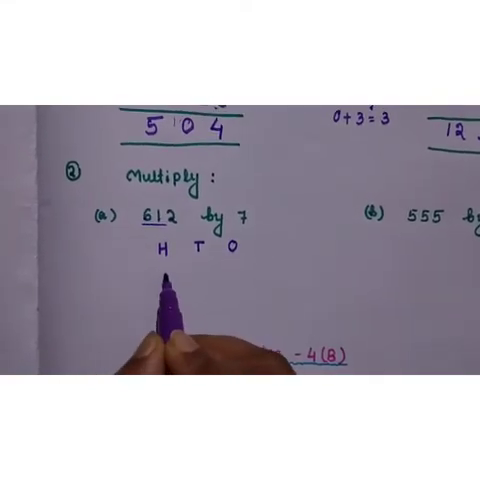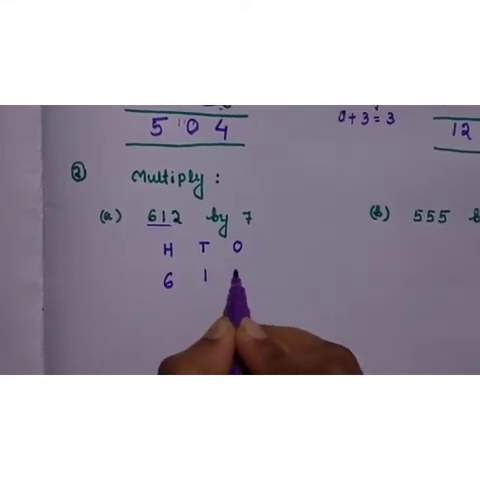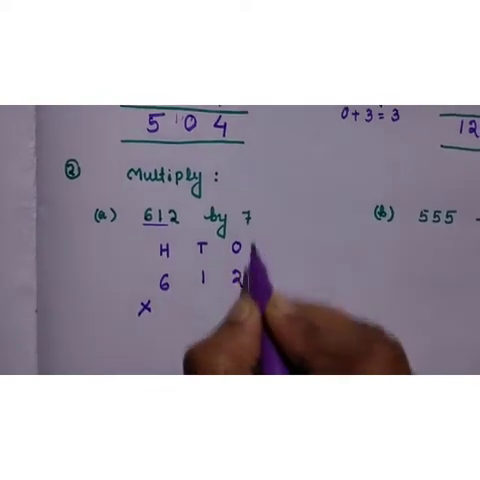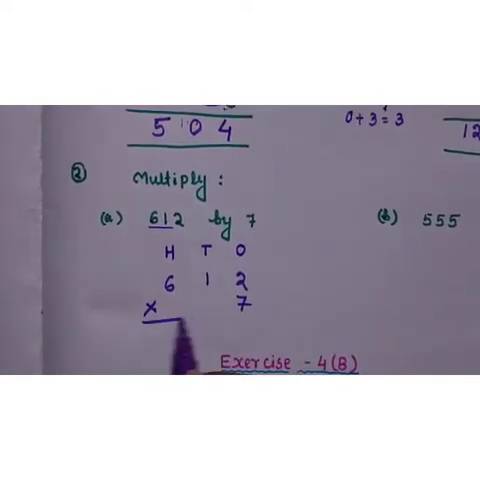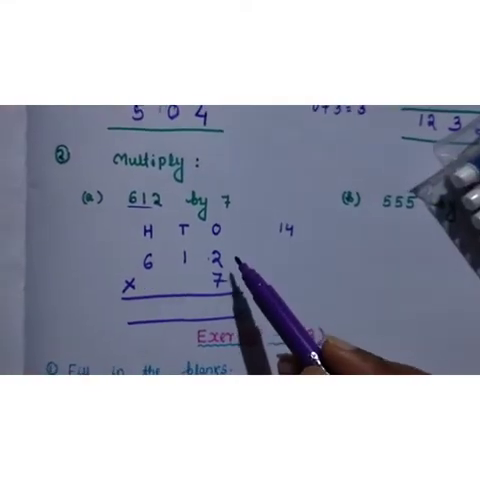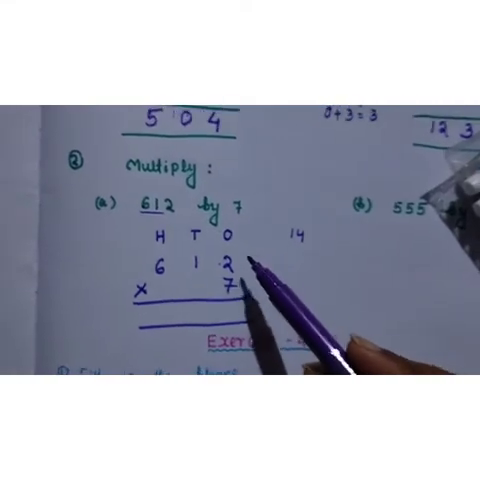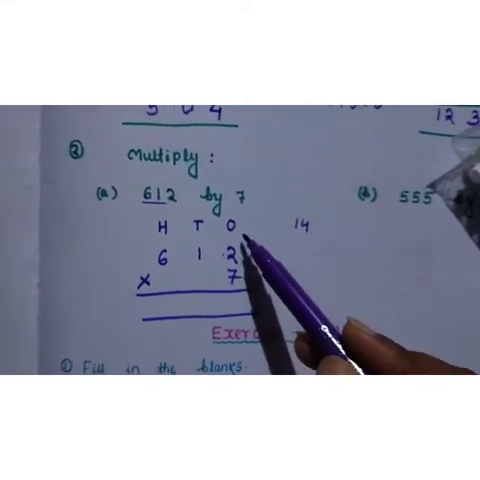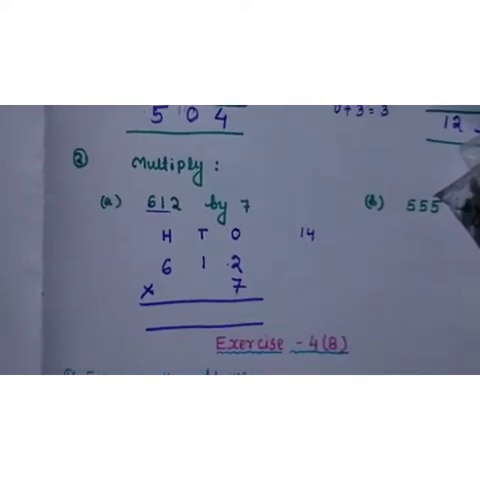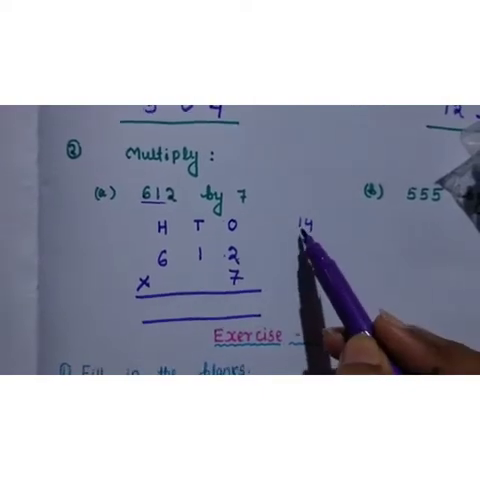So we write 6 under the hundreds column, then 1 under tens, 2 under ones. Now we multiply by how much? 7. Now we multiply the numbers. You know, students, we always start multiplying from the ones column. The ones column digits are 2 multiplied by 7.